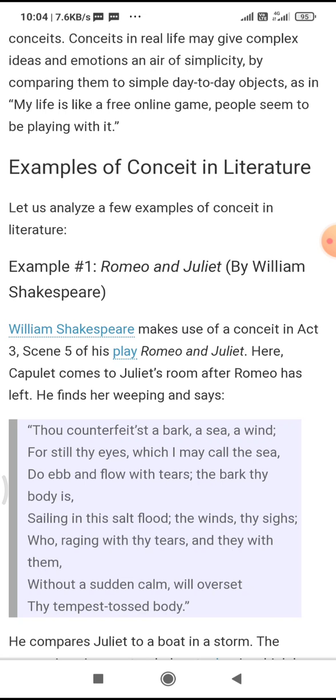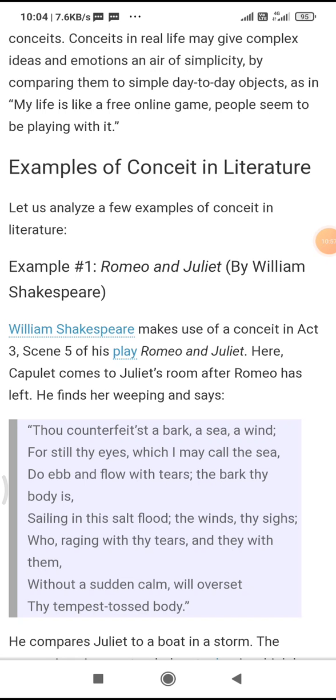Examples of conceit in literature. This is the next point. Let's analyze a few examples of conceit in literature. If we see Romeo and Juliet, a famous play by William Shakespeare, there are conceits Shakespeare has used in it. William Shakespeare makes use of a conceit.